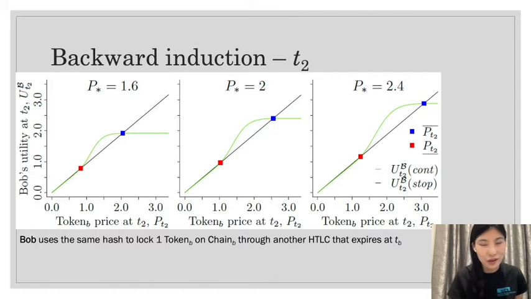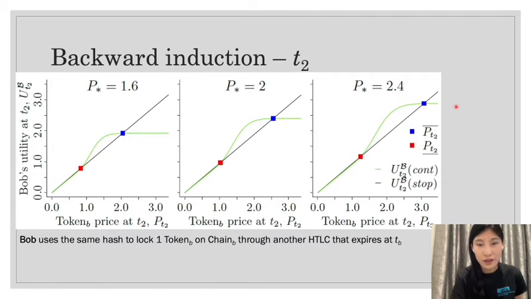Now, at T2, Bob now needs to decide whether he would continue with the game by using the hash of the secret that Alice generated to lock token B on chain B, or if he should just run away and do nothing. If Bob stops, then he would end up with the one token B that he retains. However, if Bob continues, he will have an expected utility as the green curve.